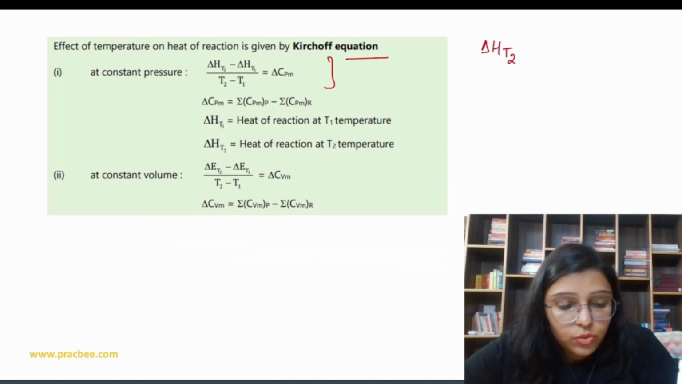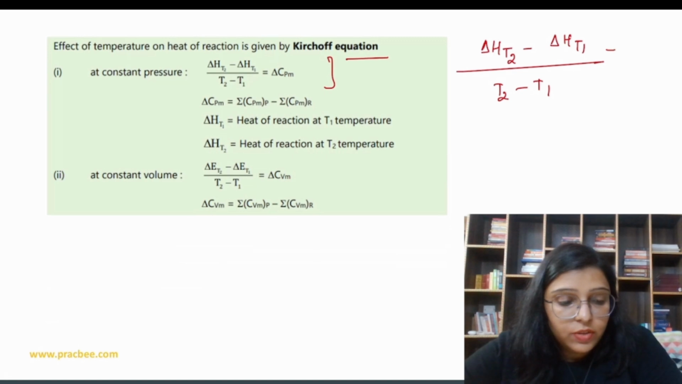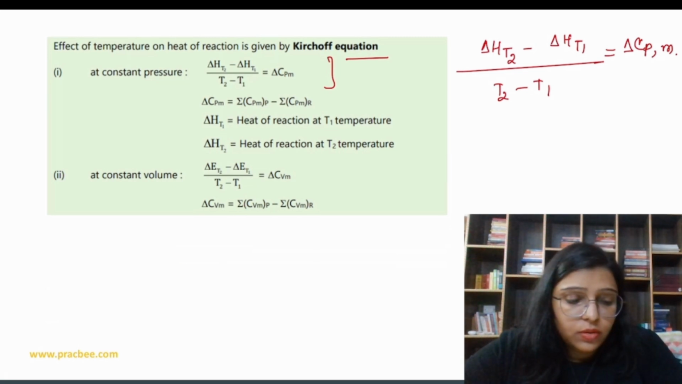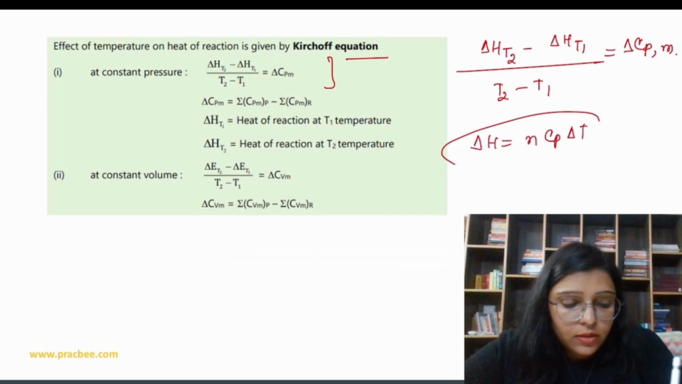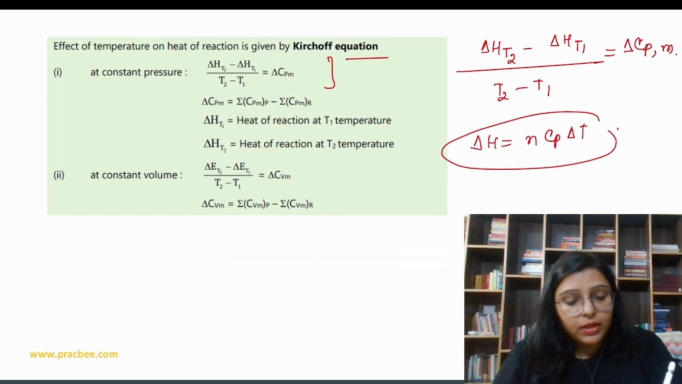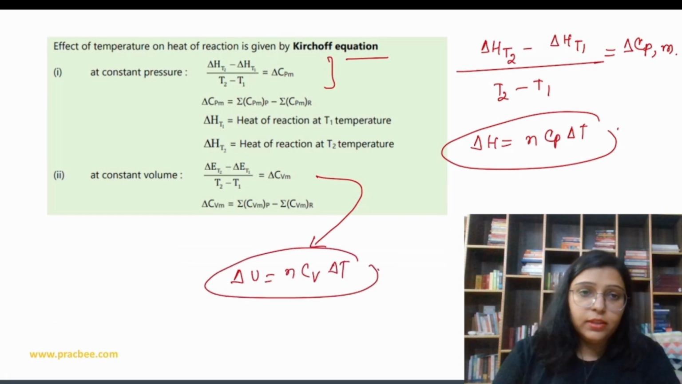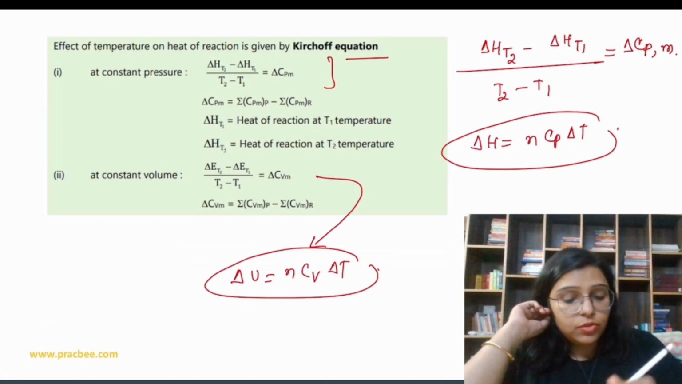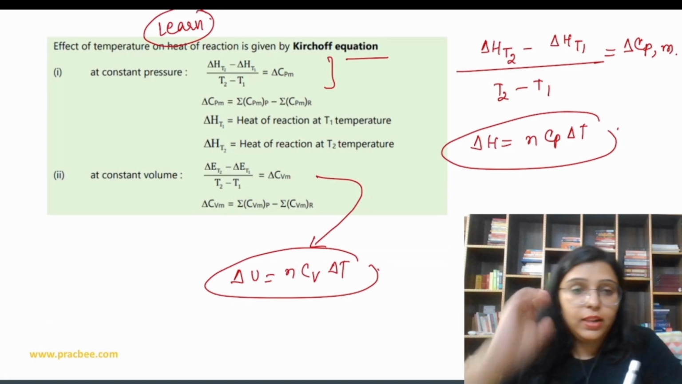Just this is T2, and enthalpy at T1 change divided by T2 minus T1, which is equal to delta Cp, or molar heat capacity at constant pressure, right? So this formula is derived on the basis of this only, delta H is equal to nCp delta T. Similarly, we have delta U is equal to nCv delta T, right? So on the basis of this, now we are going to solve questions. So please learn it, please memorize it, we will apply this.